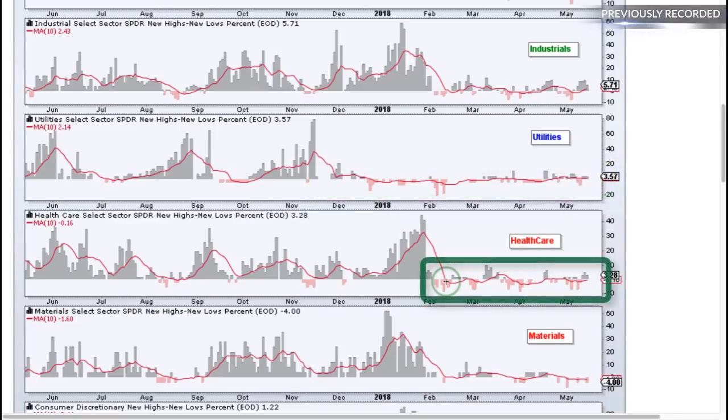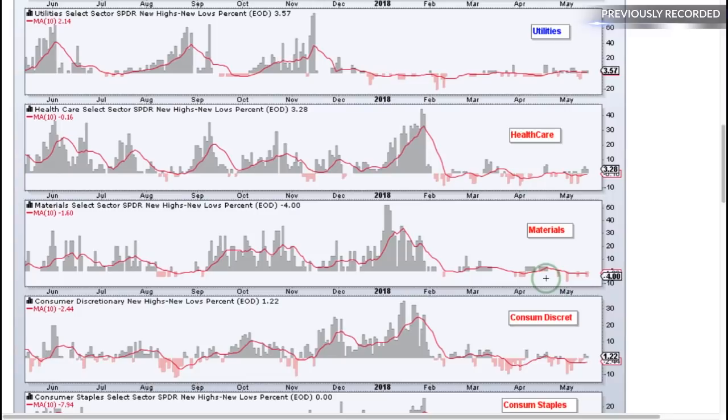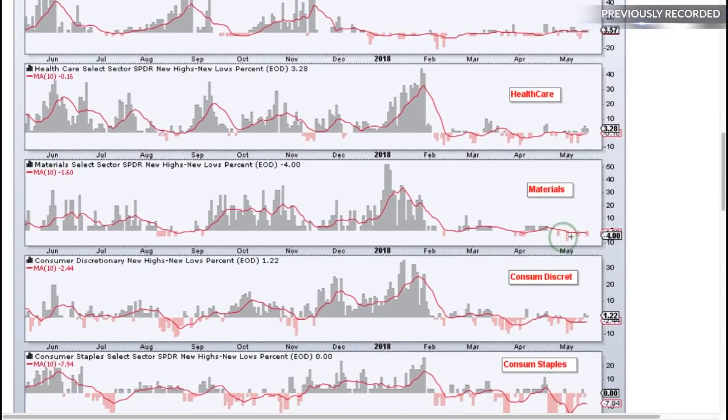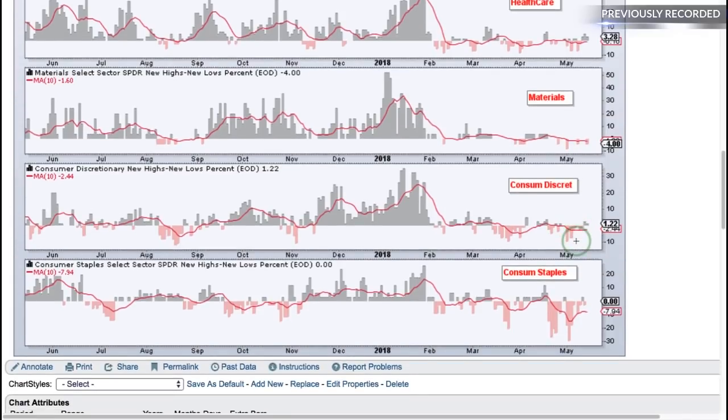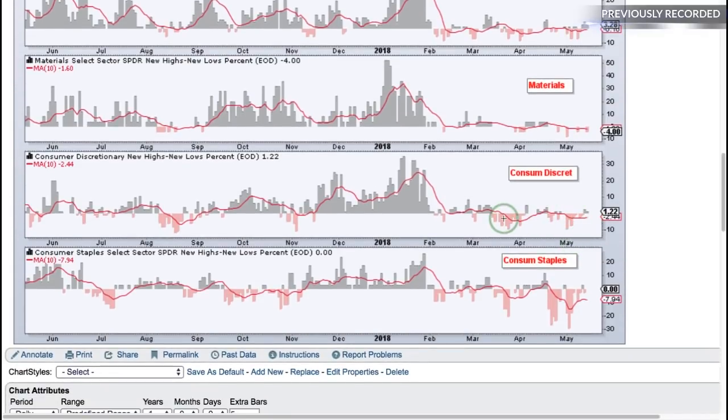Healthcare, a very split sector, you know, new lows, new highs, new lows, new highs, new lows, and some new highs. So still waiting for the break there. Materials not doing so good. A few new lows over the past few weeks. Consumer discretionary not doing so good either, as I'll show in a minute.